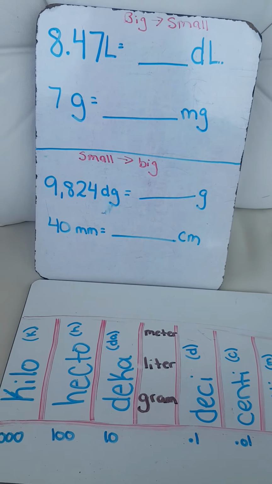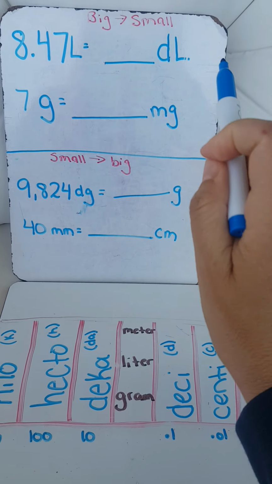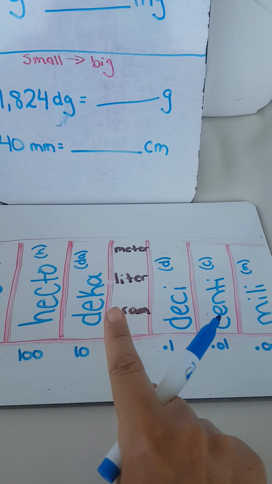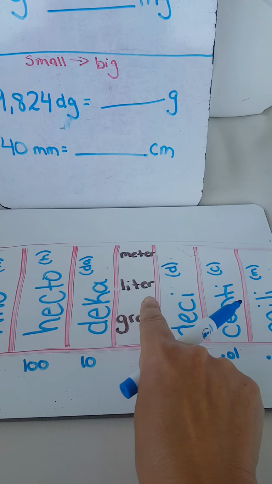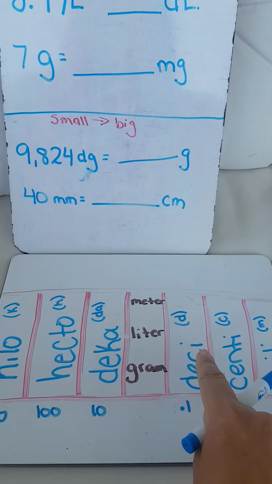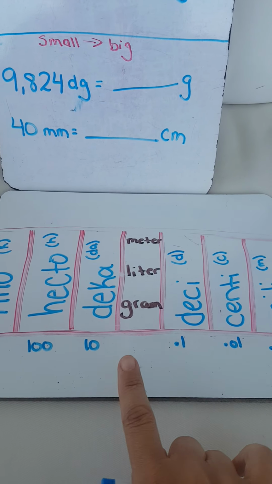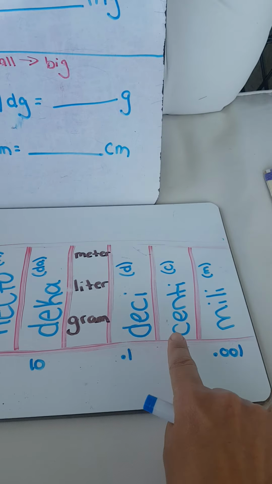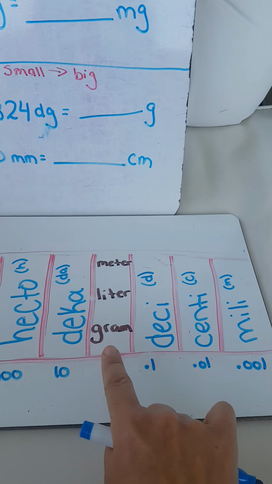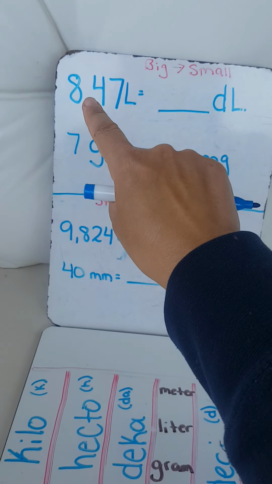All right, let's look at 8.47 liters. Now, first of all, let me prove to you this is big to small. Liters to deciliters. So I'm looking at liters to deciliters. I'm going from big to small. Same thing for grams to milligrams. That means I'm starting here at grams. I'm going to go all the way to milligrams. Big to small. Okay? Very simple.